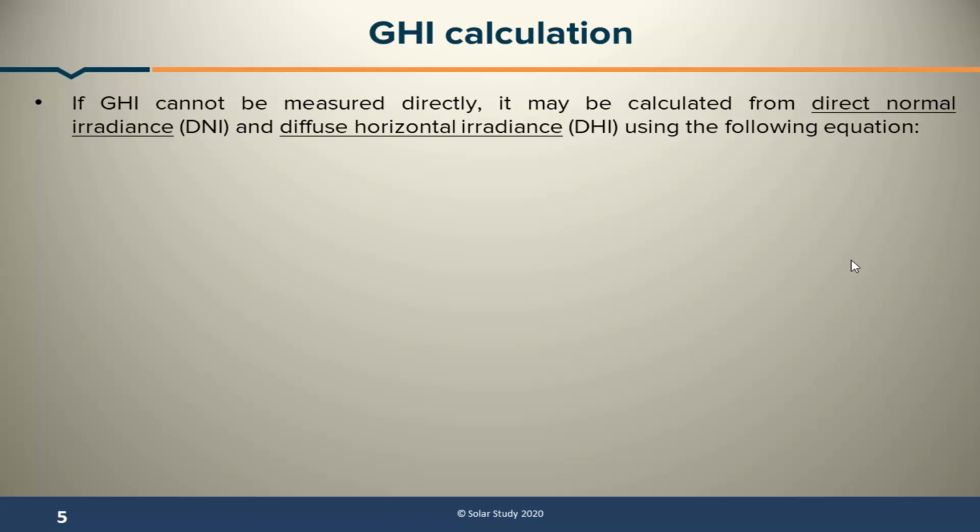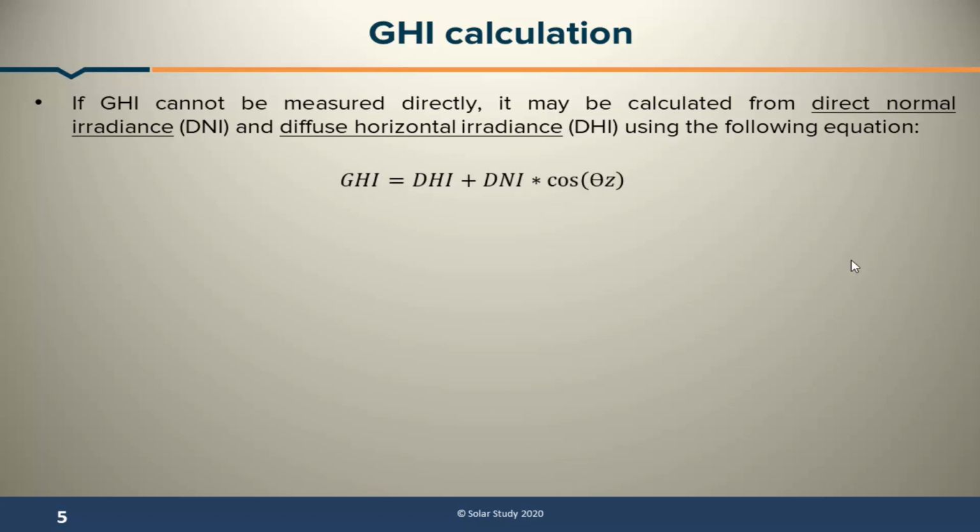Because there will be two components, that is called direct normal radiation and another one is diffuse horizontal radiation. So that's why we can't measure it directly. So what do we have to do? We have to measure two things separately, DNI and DHI. Then we have to calculate, and then we will get GHI.